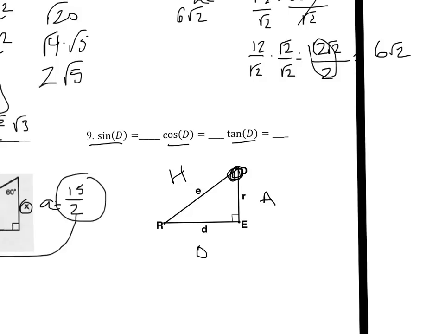And remember, sine is opposite over hypotenuse. So that's going to be d, because that's the side opposite that angle, over e. Cosine is adjacent over hypotenuse. The adjacent side is r, and the hypotenuse is e. And tangent is opposite over adjacent. The opposite side is d, and the adjacent side is r.